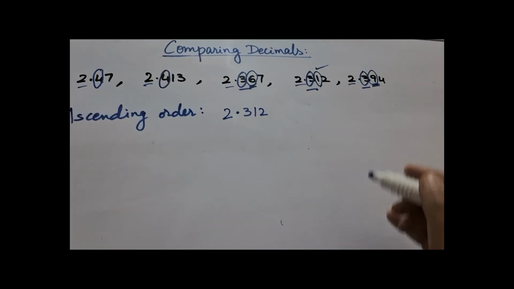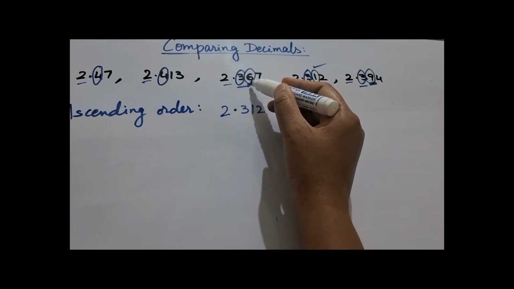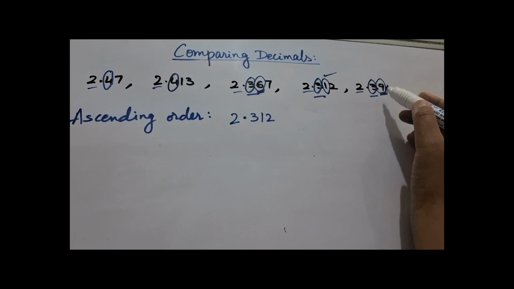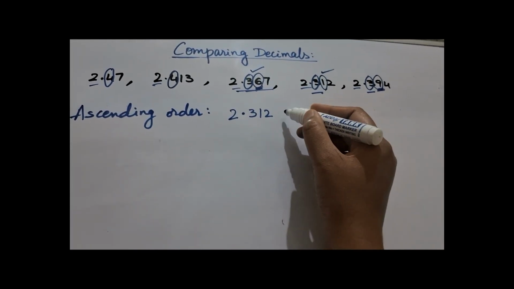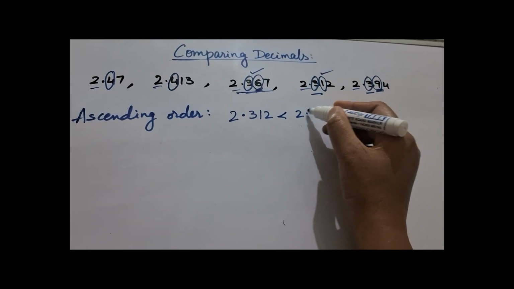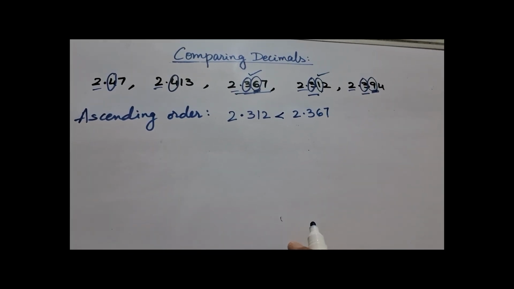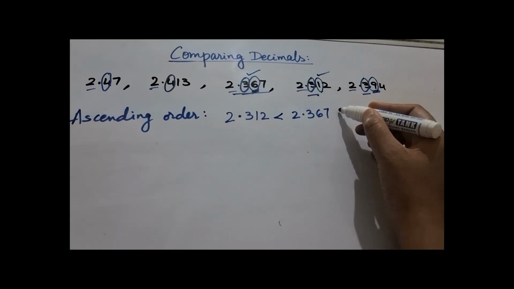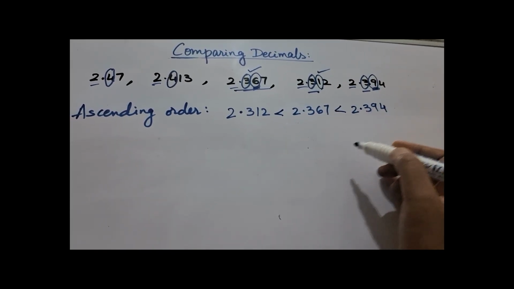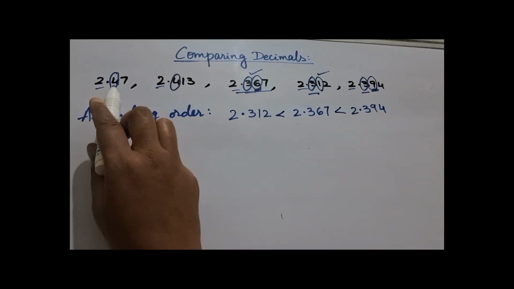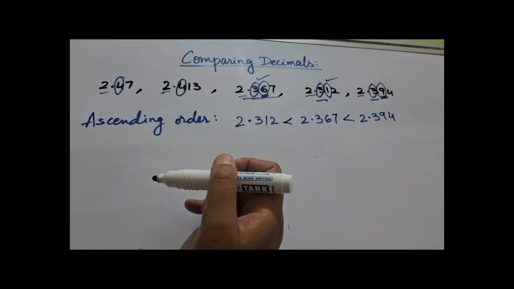Okay, now among these two decimal numbers, here we can see that 6 is less than 9. So next this decimal number is the smallest. So this is 2.367. Okay, children. Now next what number comes? This one, 2.394. Okay. And what is left over, children? Here these two numbers are left over.